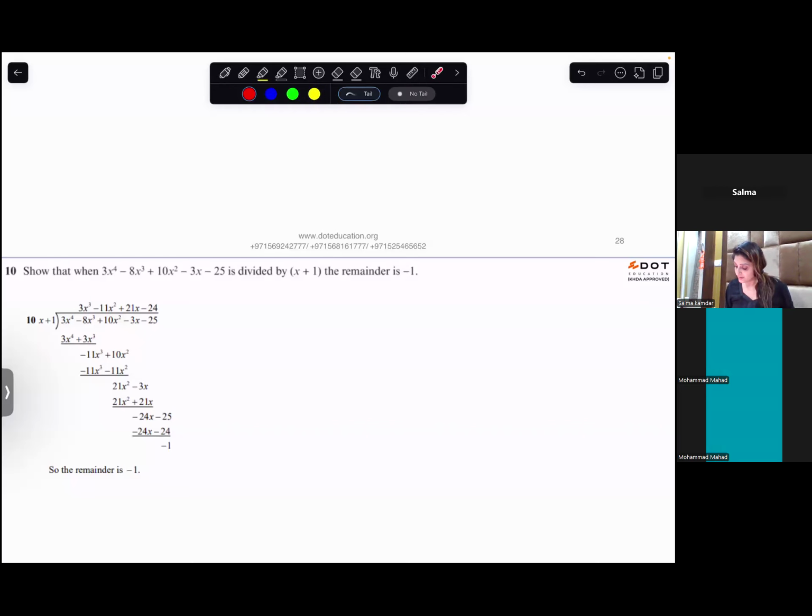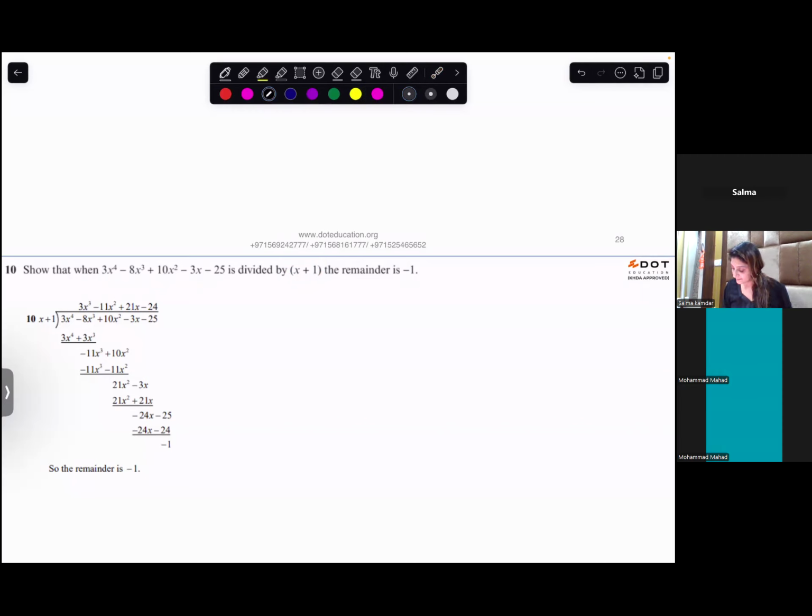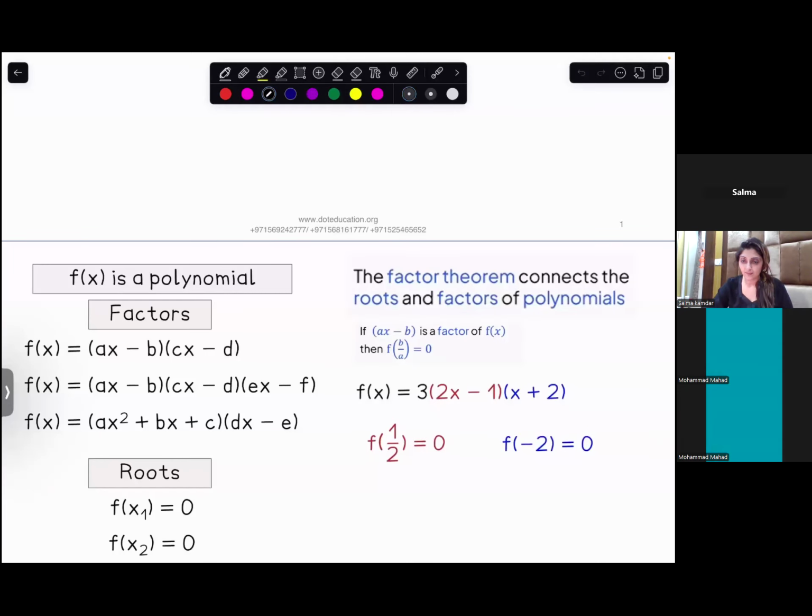There is a question over here: 3x to the 4 minus 8x cube plus 10x square minus 3x minus 25. When it is divided by x plus 1, I'm getting a remainder of minus 1. What does this mean? It means that x plus 1 is not a factor.